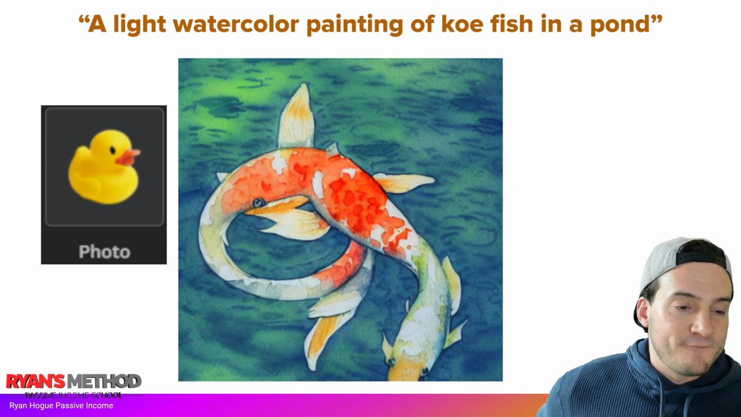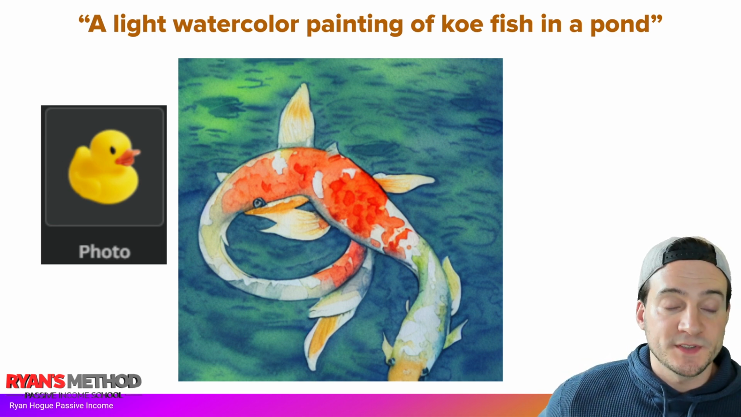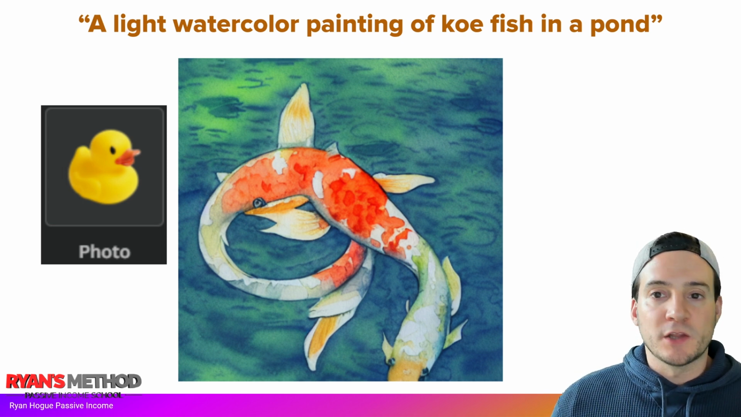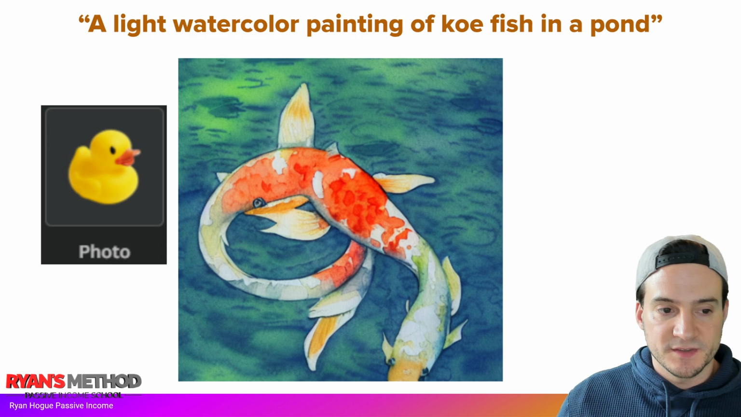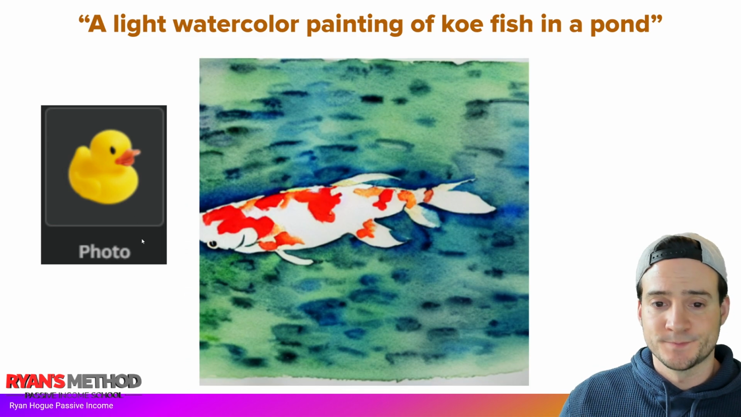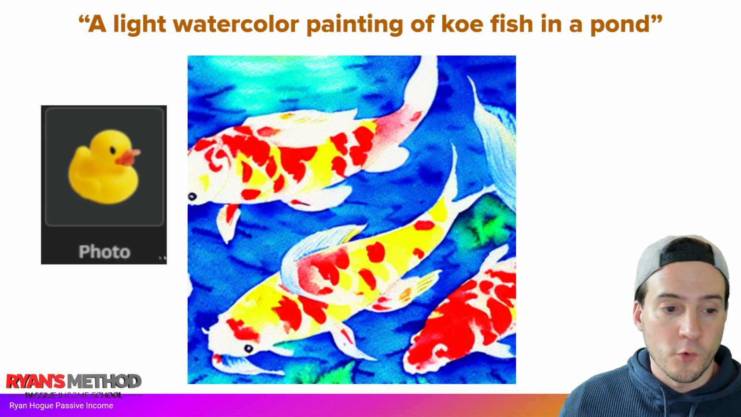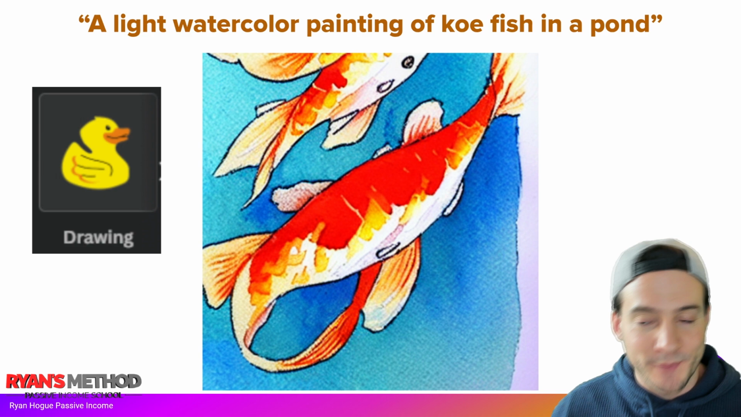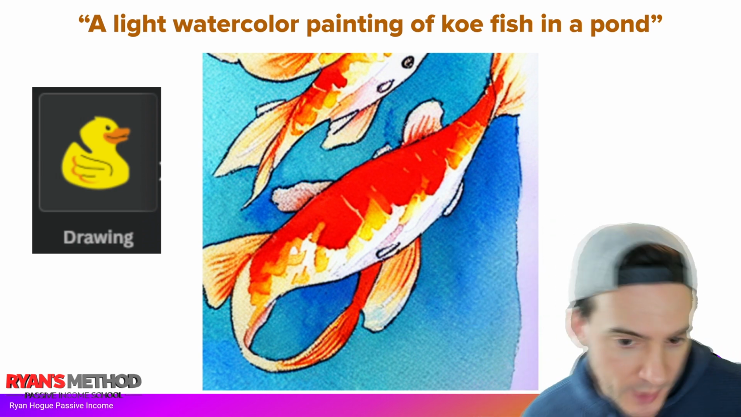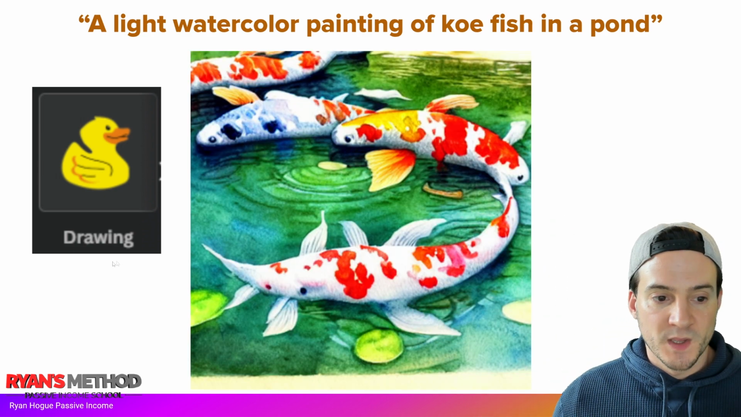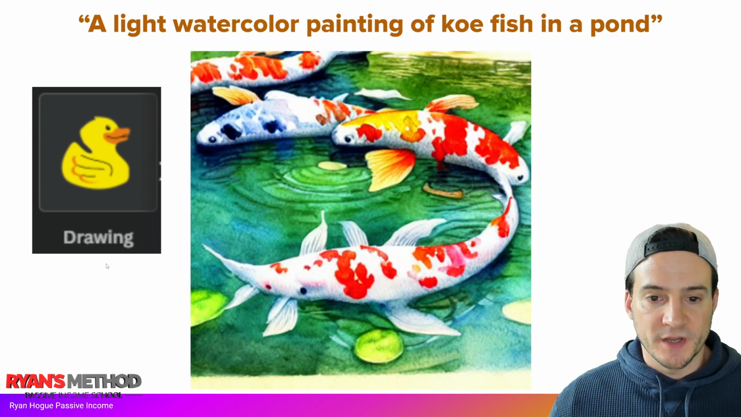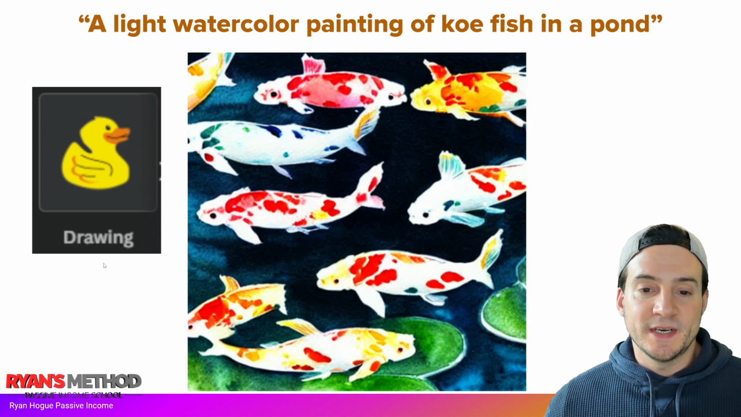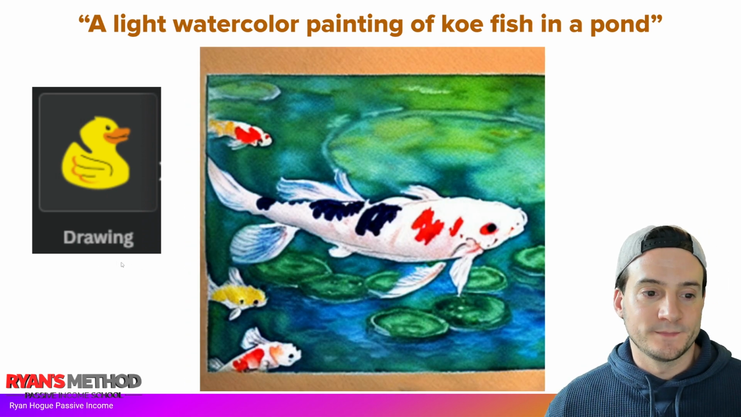So this is the photo style, and the prompt was one of the pre-built ones that's pre-built in Canva. A light watercolor painting of koi fish in a pond. All right, so this is number 1, number 2, number 3, and number 4 in the photo style. Next, it's the same, a light watercolor painting of koi fish in a pond, but it is the drawing style. Number 1, number 2, definitely a big difference between 1 and 2, by the way. So you can see the AI is actually in there working. Number 3 and number 4.